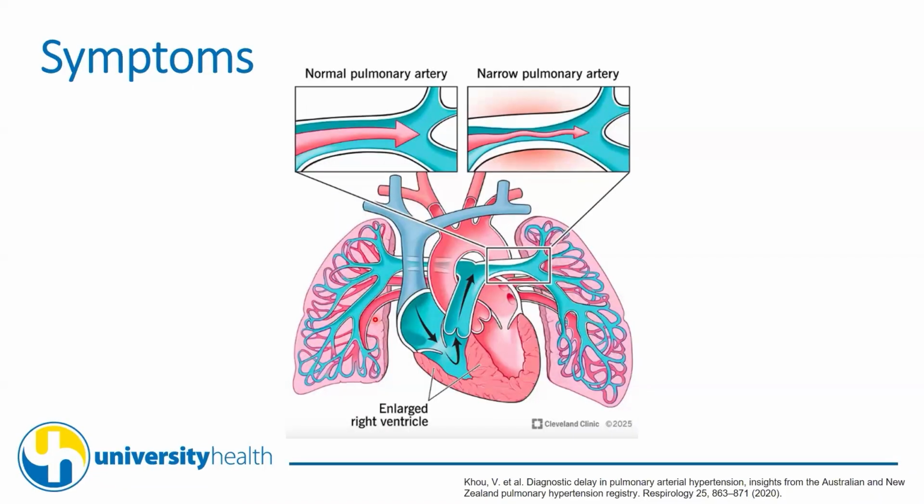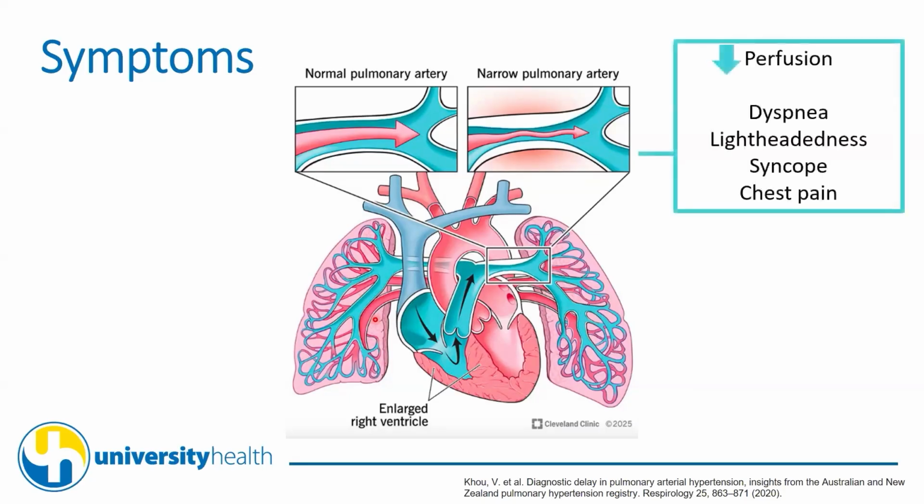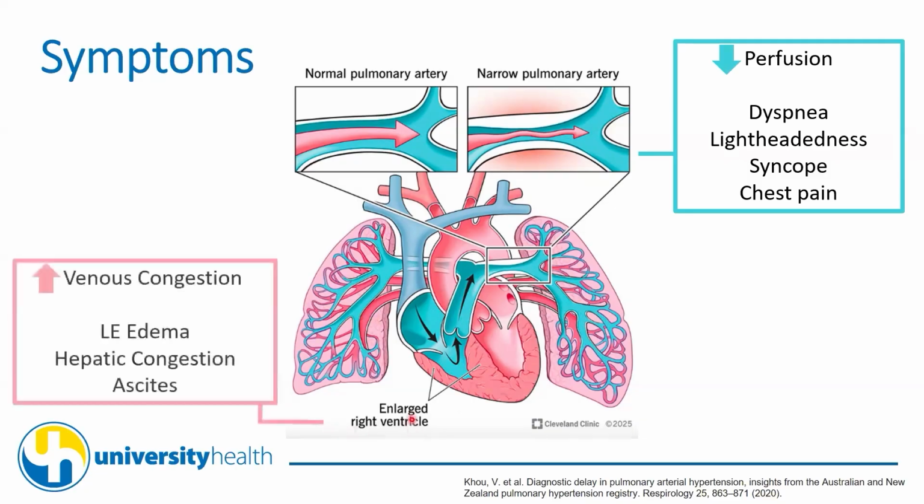So the symptoms that you look for, they're really twofold. One, you're looking for symptoms of decreased perfusion from the narrow pulmonary artery. The symptoms you get really overlap with other diagnoses as well. So dyspnea, lightheadedness, syncope is a late stage finding for pulmonary hypertension, chest pain as well. And then you also get symptoms of an enlarged right ventricle.